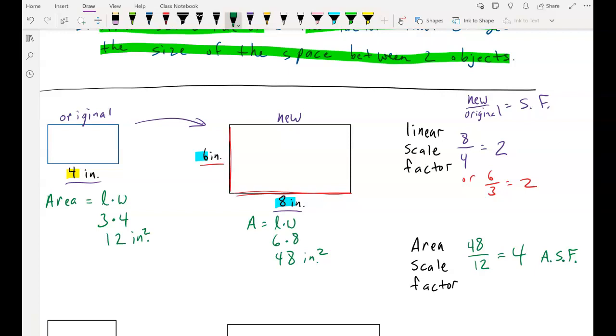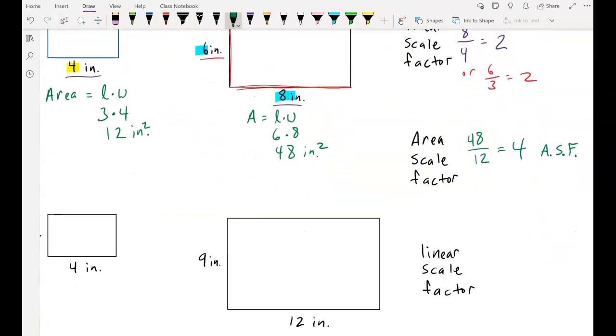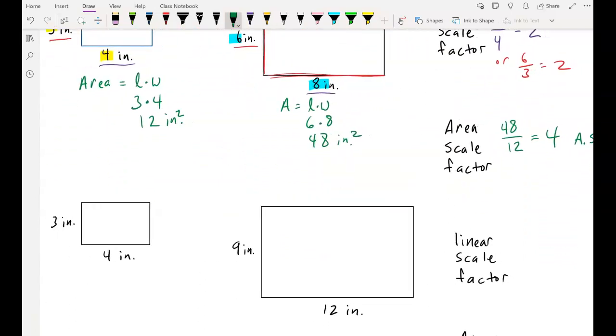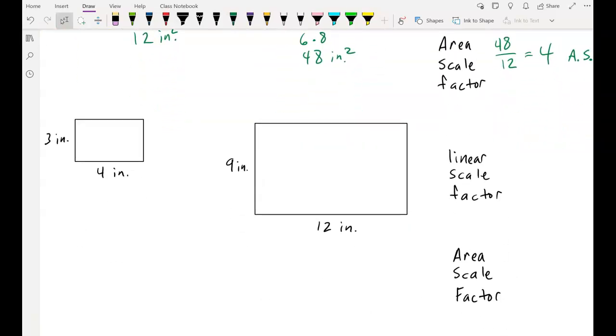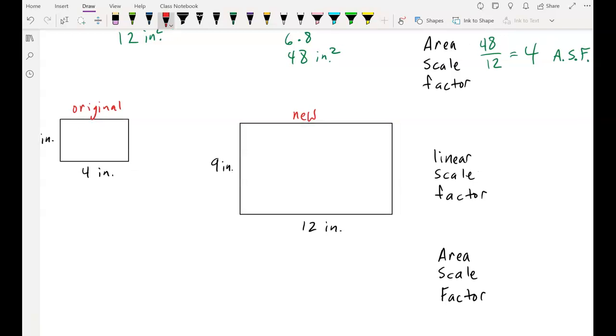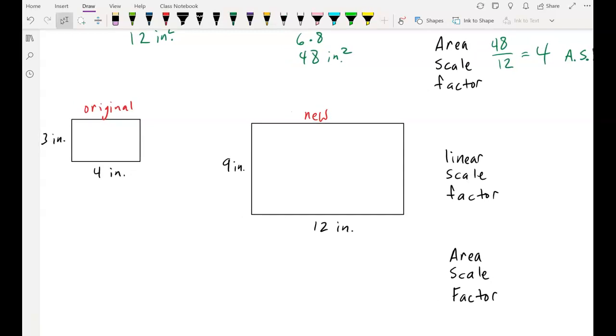Let's go to the next set of shapes. Now it looks like we have the same rectangle for the original, but our new, or the copy, has a different set of dimensions. Now we're going to find the linear scale factor of this one. Remember, it's new divided by original equals the scale factor.